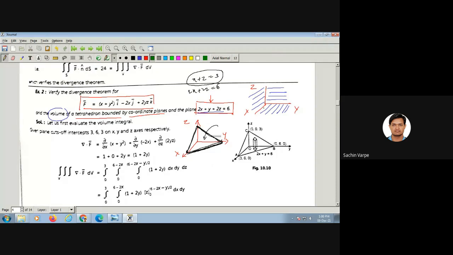There are 4 planes: xy plane, yz plane, and xz plane. I'm drawing those planes. And the fourth plane is this front plane. Can you see the front plane? This one. Is this clear to everyone? This front plane is your fourth plane.